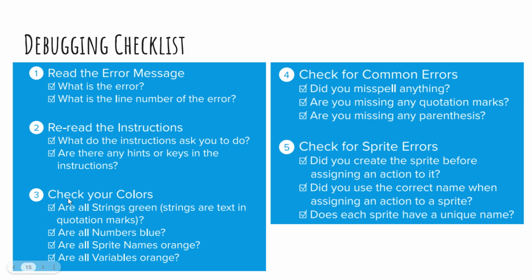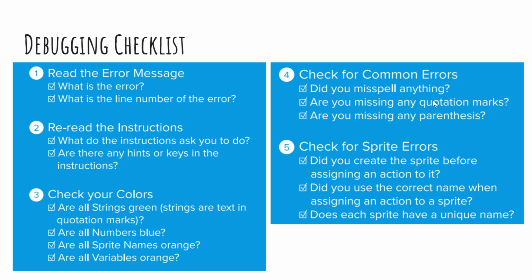Check your colors, and we'll learn a little bit more about this as we go, but strings should be green, numbers should be blue, sprite names should be orange, and variables should be orange. So check those things. Number 4, check for some common errors.